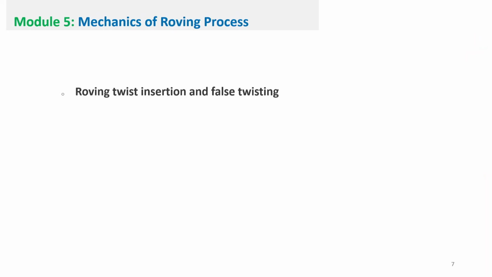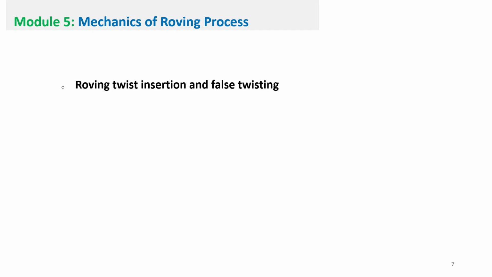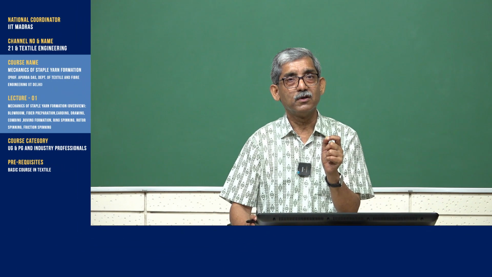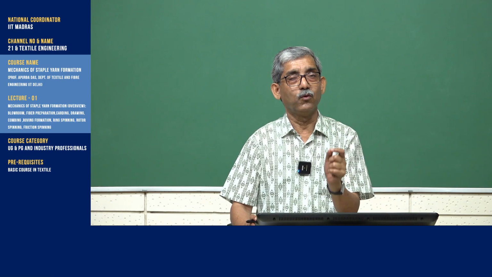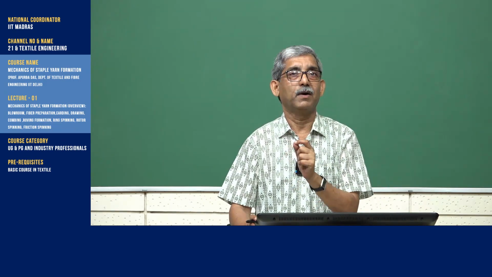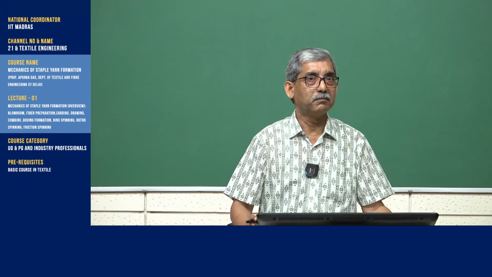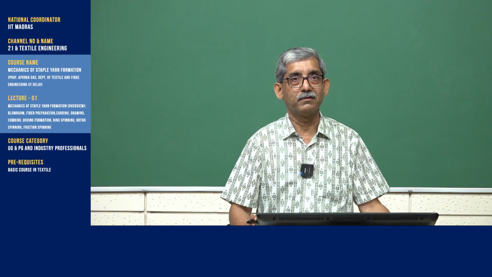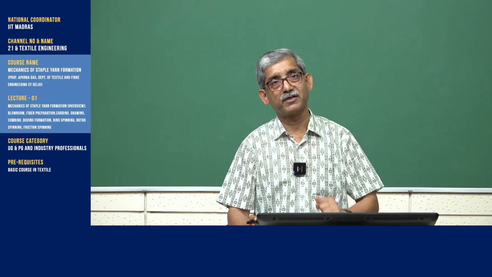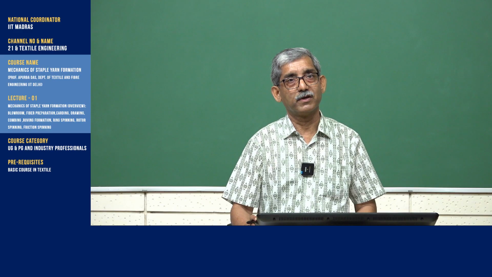Then mechanics of roving process. In roving, basically its function is to reduce the thickness, that is reduce the linear density of the sliver, which will be required for the ring frame. Roving is used only for ring spun yarn, but roving is not required for other yarns like open end yarn, rotor spinning or friction spinning.